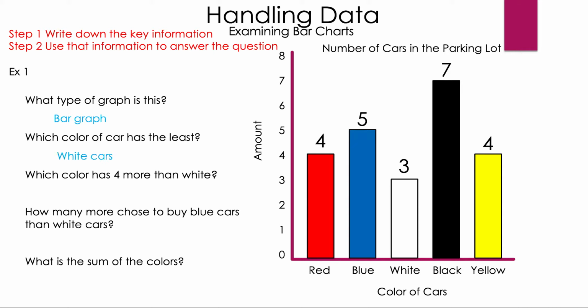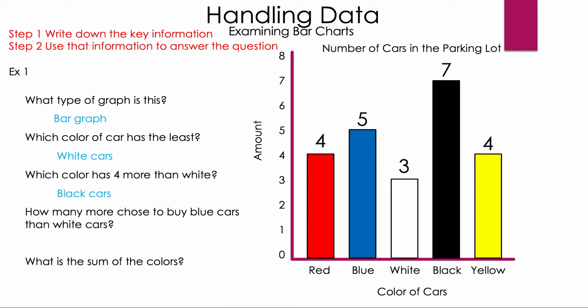Which color has 4 more than white? So we have to write down the key information, which is white cars, which is 3. And we know that more than means addition or add. So now we need to add 3 cars plus 4 cars, which gives me 7 cars. And if you look back on the graph, there's only one 7, which is black cars. And that's your answer. So now we need to do the next question.